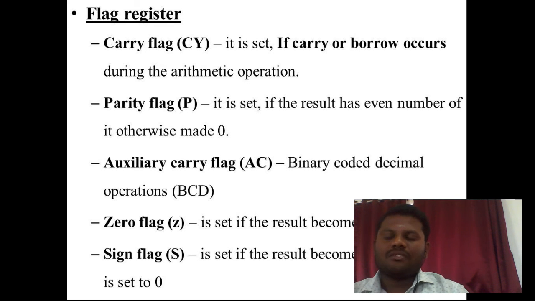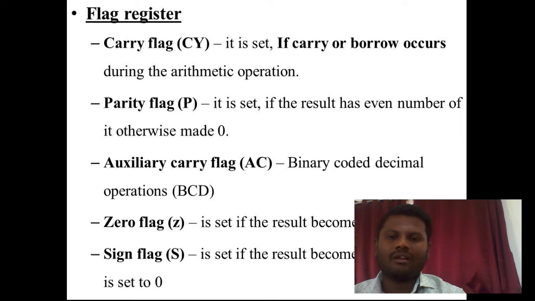So flag register. Already we have seen the various types of registers with 8 bits. The flag register consists of the carry flag, parity flag, auxiliary carry flag, zero flag and sign flag. The carry flag is used with the arithmetic and logic unit, carrying or borrowing one in arithmetic operations. The parity flag is set if the result is an even number; otherwise, it is zero.